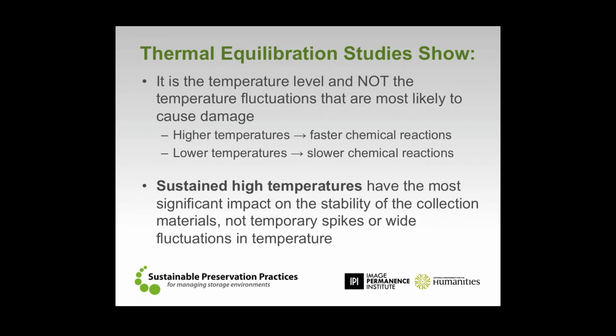Now, the thermal equilibration studies that we've completed and that other institutions have done show that when it comes right down to it, it's the temperature level and not the temperature fluctuation that is most likely to cause damage in collections. When we look at temperature and equilibration, think back to the different types of decay that we've talked about previously; most of what we're concerned about is rates of chemical decay. And what we know from accelerated aging, looking at the impact of temperature on rates of chemical decay, is that very simply put, the higher the temperature, the faster the chemical reaction, and the lower the temperature, the slower that chemical reaction for organic materials.